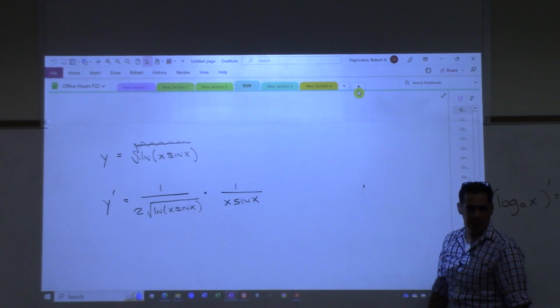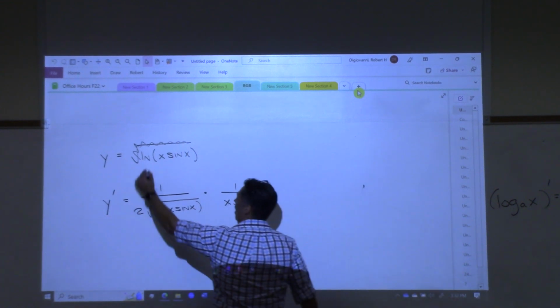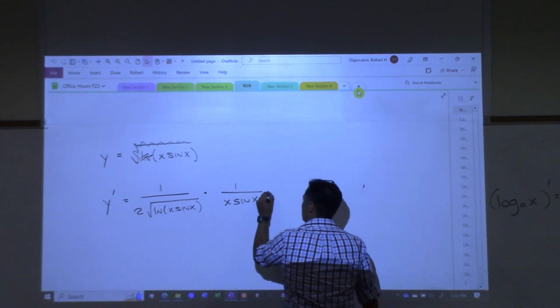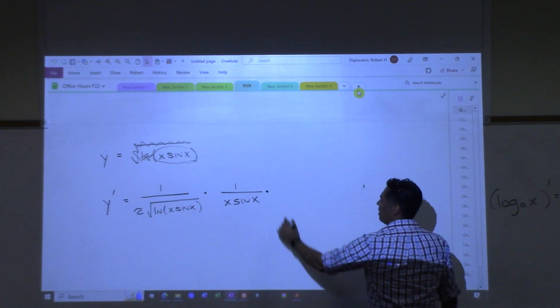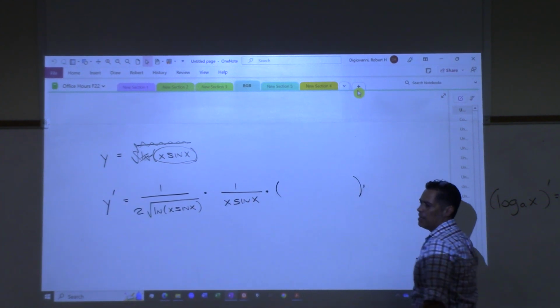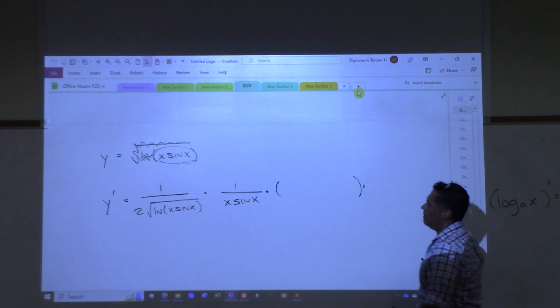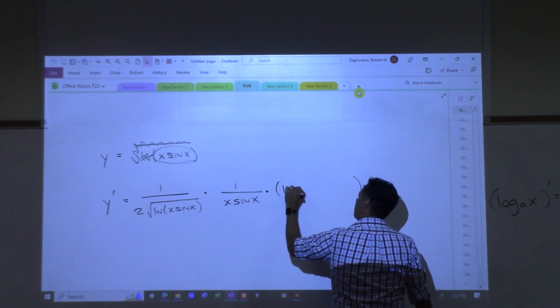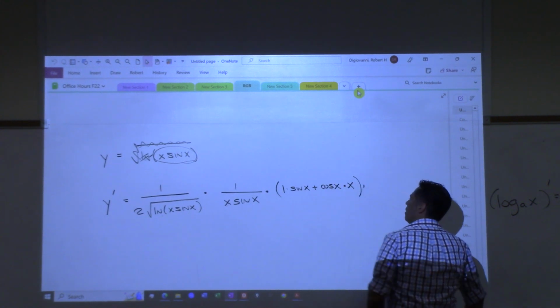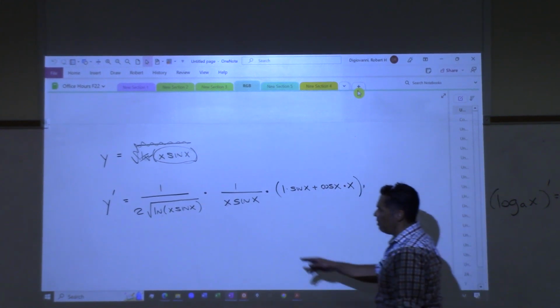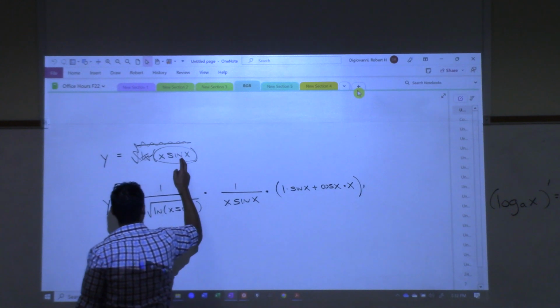Am I done? No, got to go inside. Done with the natural log. Now I have to say times, now the derivative of this. And how do I do that? Product rule, which means I need a set of parentheses, because I'm going to get 2 pieces here. I'm going to get 1 times sine x plus cosine x times x. So that's the derivative of the first one times the second plus the derivative of the second times the first.